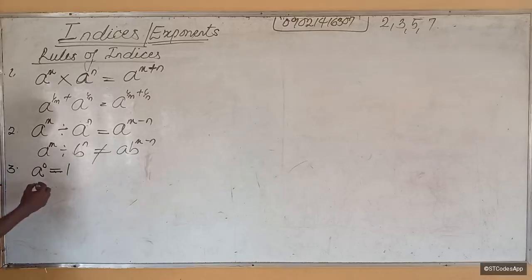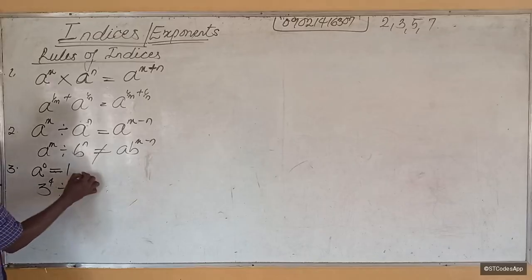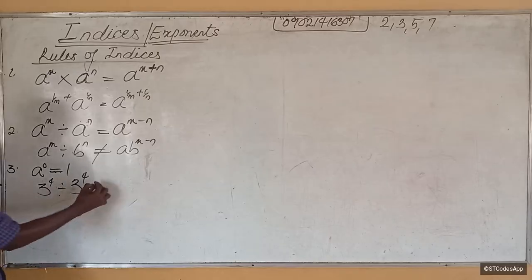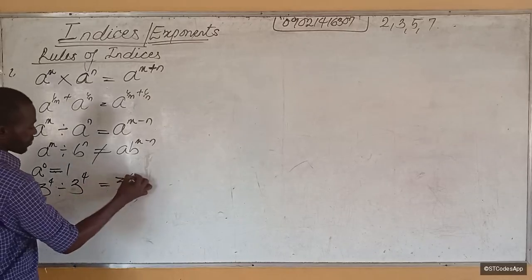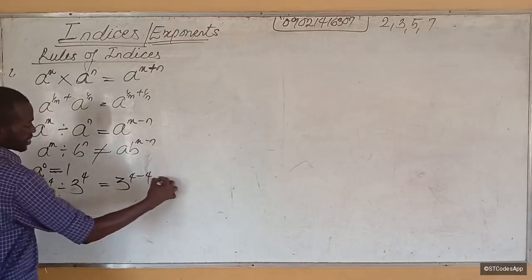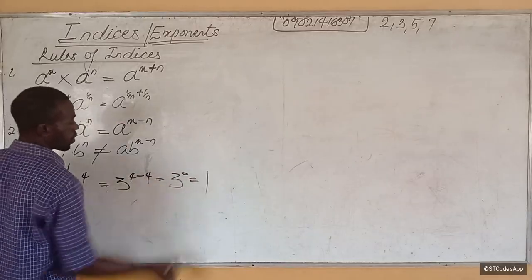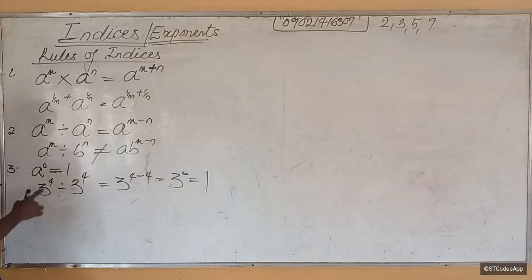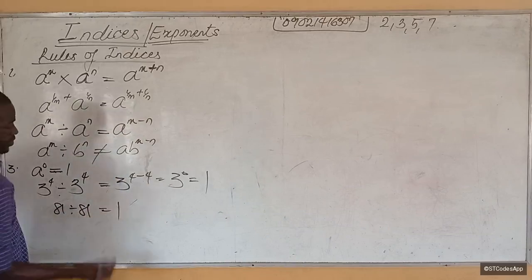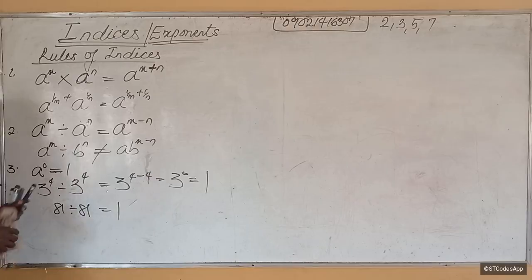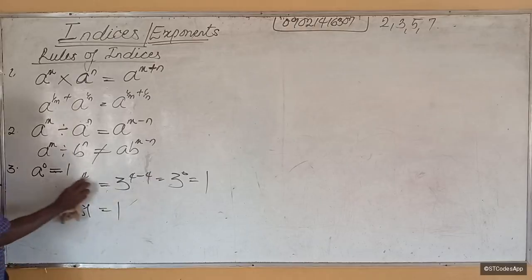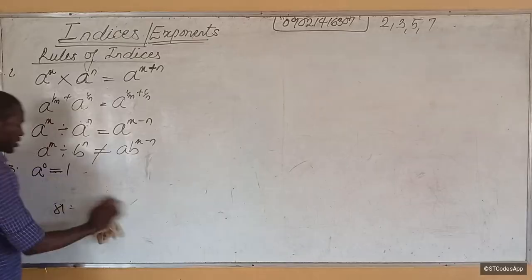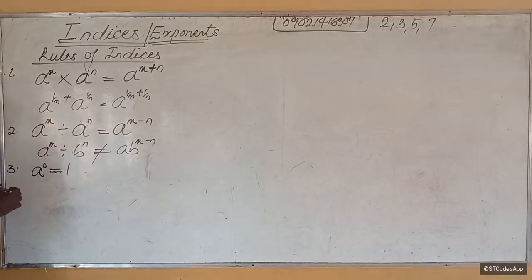Look at this. If I have 3 raised to power 4 divided by 3 raised to power 4, for example, now this should become 3 raised to power 4 minus 4. That is 3 raised to power 0, which is what? 1. If the rule stands, 3 raised to power 4 gave us 81, right? Divided by 81. 81 divided by 81 is what? 1. Do you understand now? So the rule holds for any number. Any number raised to power 0 is what? 1.